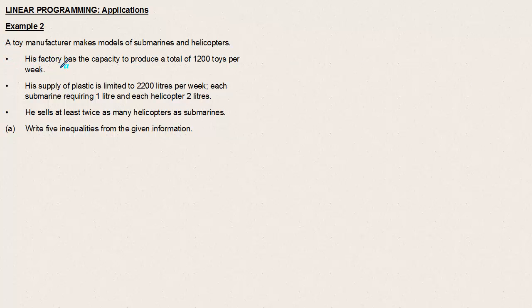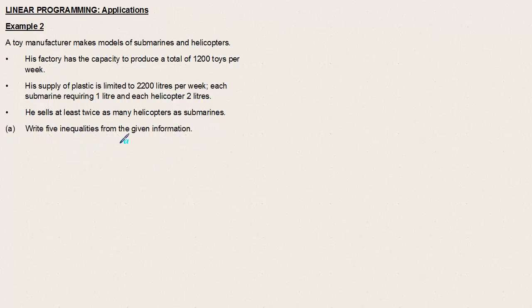A toy manufacturer makes models of submarines and helicopters. His factory has the capacity to produce a total of 1,200 toys per week. His supply of plastic is limited to 2,200 litres per week, each submarine requiring 1 litre and each helicopter 2 litres. He sells at least twice as many helicopters as submarines.